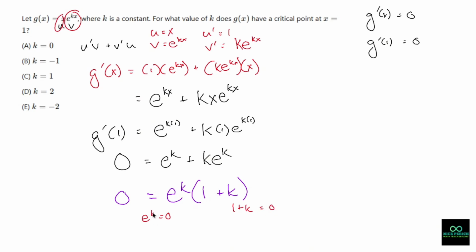Well, what value of k, if I were to use it as an exponent, would get me 0? Nothing. This is exponential. There's no number that, if I were to plug into k, would get me 0. It's impossible. For this one, all I have to do is subtract 1 from both sides, and k equals negative 1, which is going to give me b.